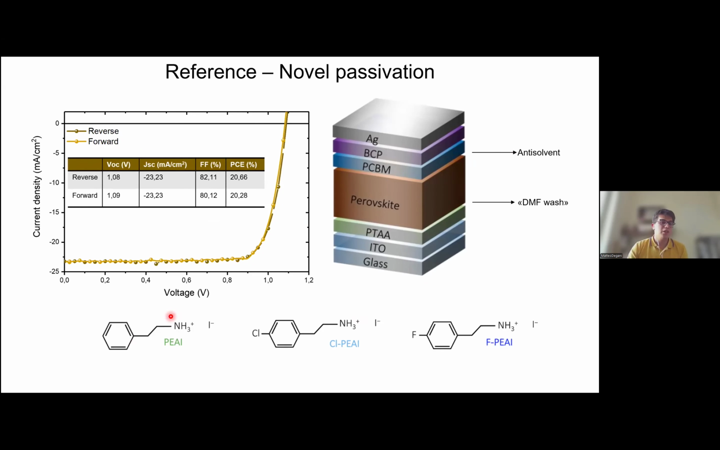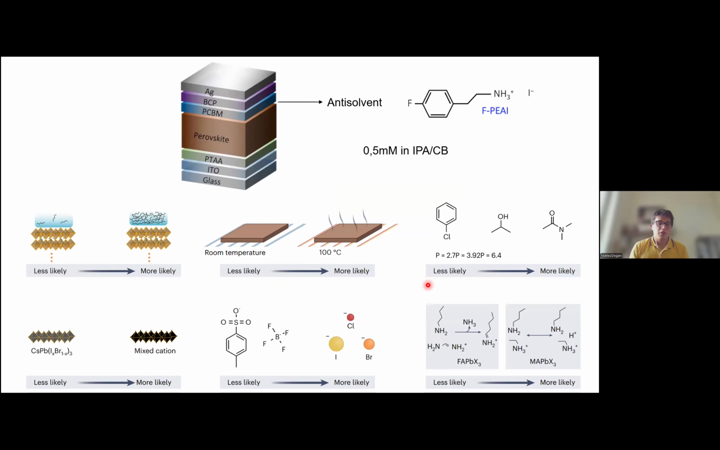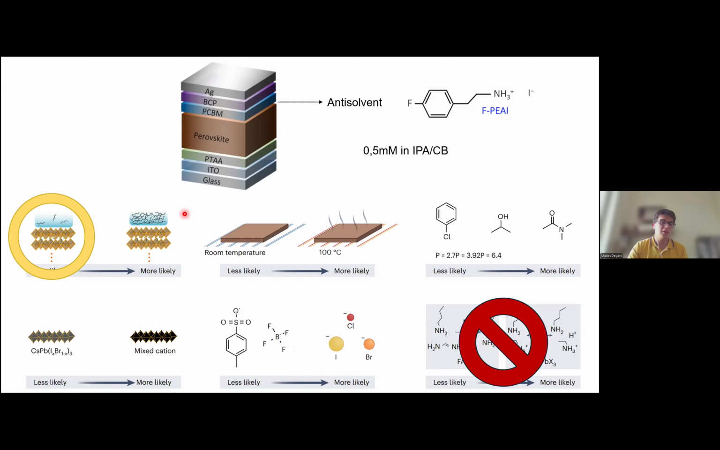Phenylethyl ammonium iodide, that is one of the pioneers of this kind of organic salts, and also chlorophenylethyl ammonium iodide and fluorophenylethyl ammonium iodide that were pretty new at that time, back in 2021. And keeping in mind what I mentioned before about the 6 factors, using these parameters, so using this molecule with this concentration in this solvent, basically what I find is that the dominating parameter is the concentration.